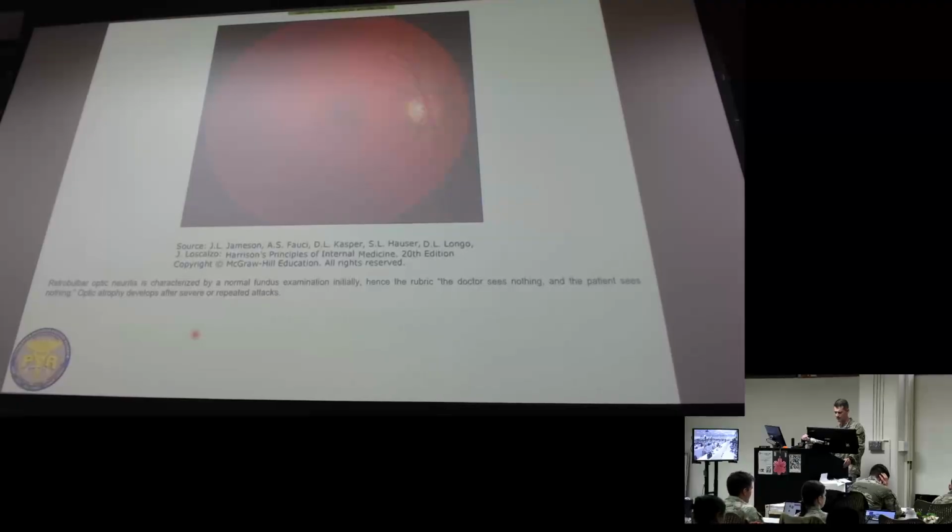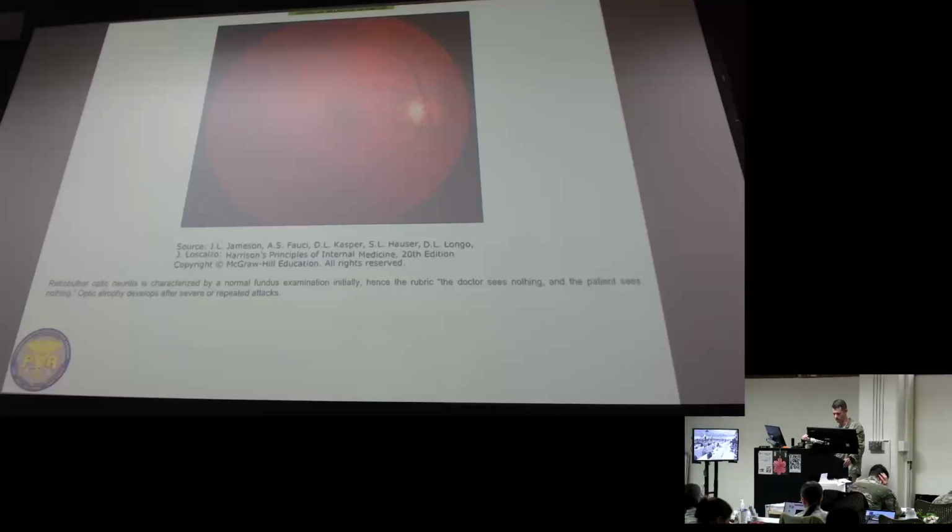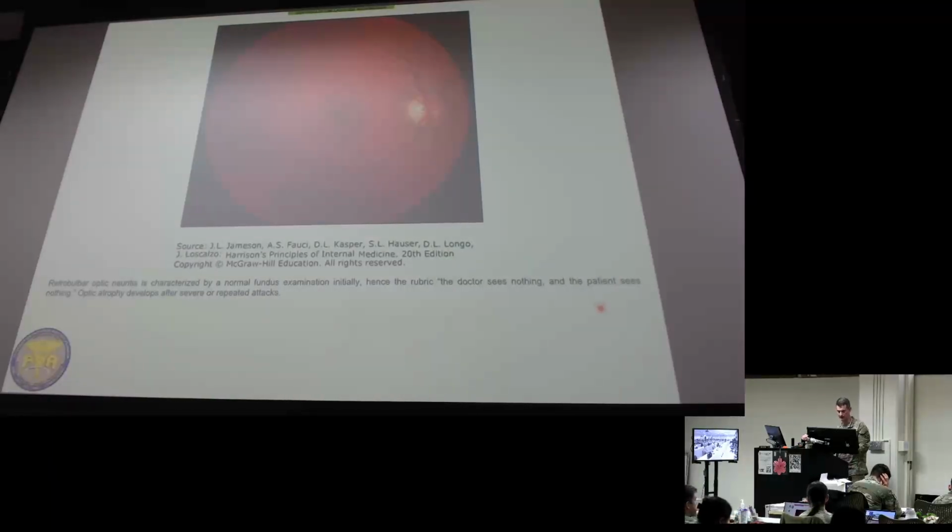And then we have a picture of an optic nerve. I don't know if there's anything super abnormal. I think it's a little more red than normal. But again, the doctor sees nothing, the patient sees nothing. Fundoscopic exam can be normal in optic neuritis. Don't be looking for a really inflamed optic nerve. There's nothing super specific about that.